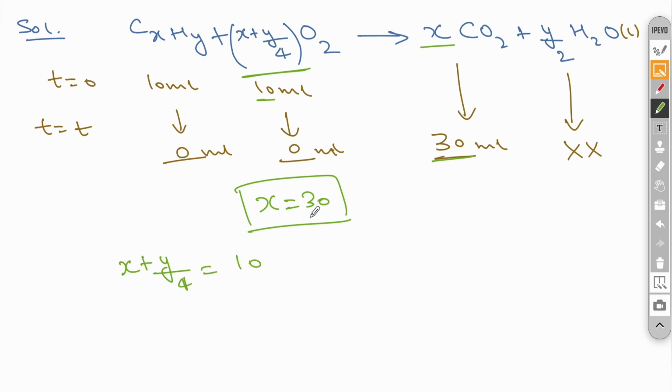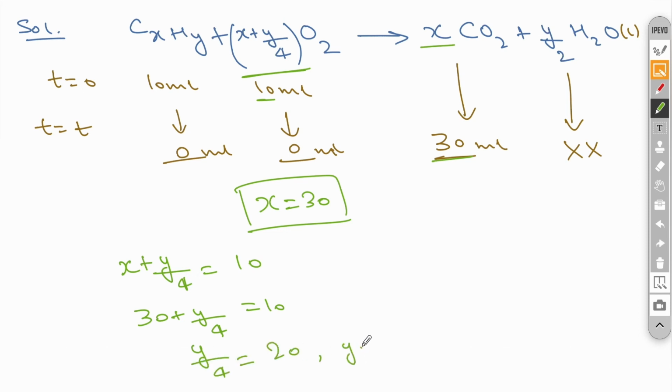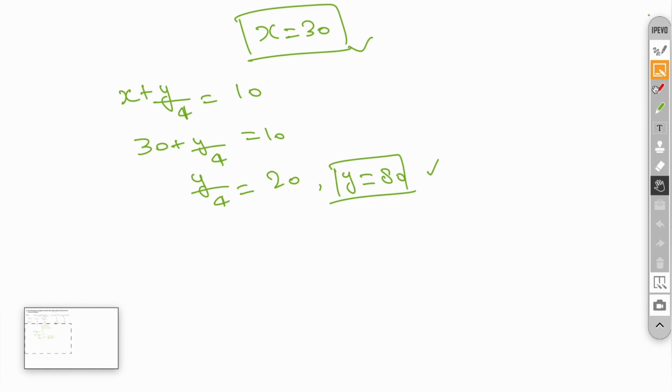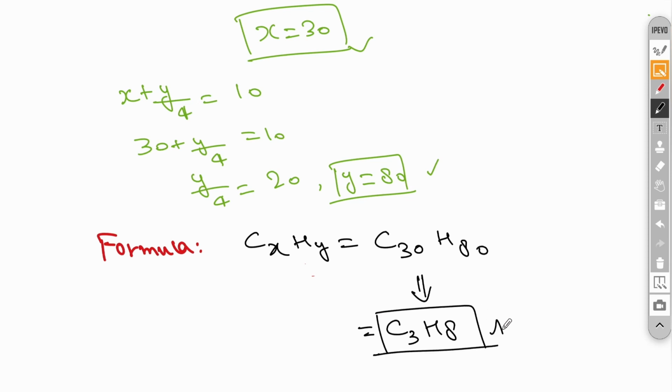Now solving it, X is 30 plus Y by 4 is equal to 10. We are using here modulus to determine the value of Y. So Y by 4 will be equal to 20, so Y will come out to be 80. So the formula for this alkane is CXHY, which is C30H80. On simplifying, it will come out to be C3H8. So this is our answer in this case.